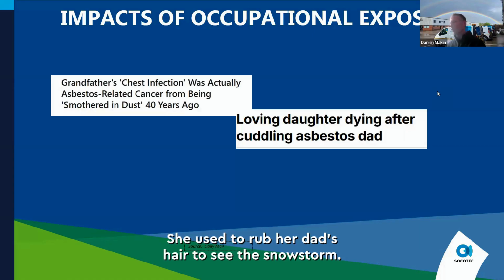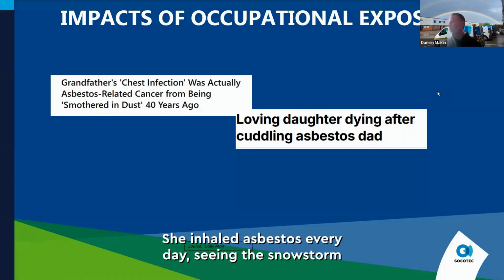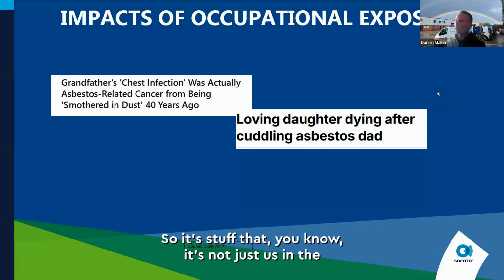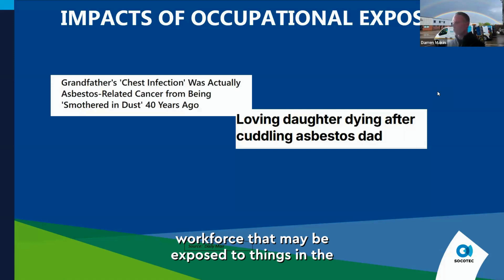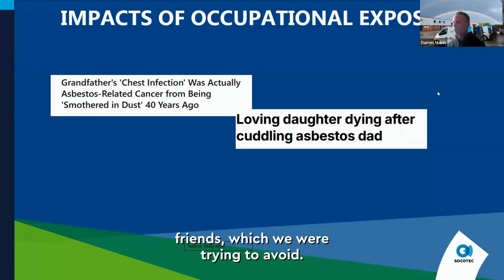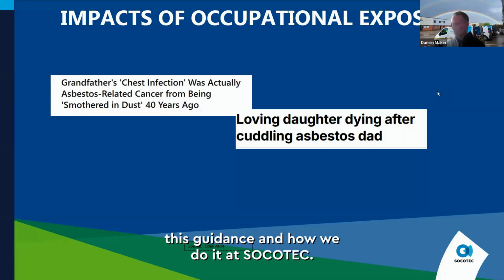Come home, she used to rub her dad's hair to see the snowstorm. He was an asbestos worker spraying asbestos coatings. She inhaled asbestos every day, seeing the snowstorm, and subsequently contracted asbestosis through that exposure. So it's not just us in the workforce that may be exposed to things in the ground. We may take it home to our loved ones, our family, our friends, which we try and avoid. We will avoid that, and that's one thing we want to prevent by following this guidance and how we do it at Socotec.